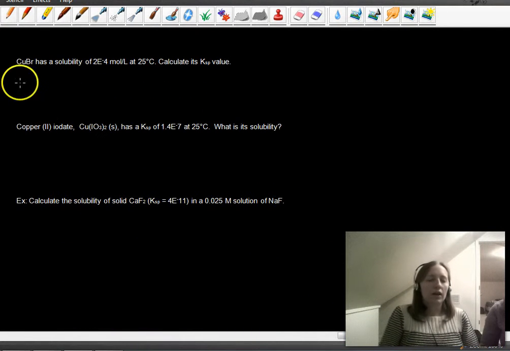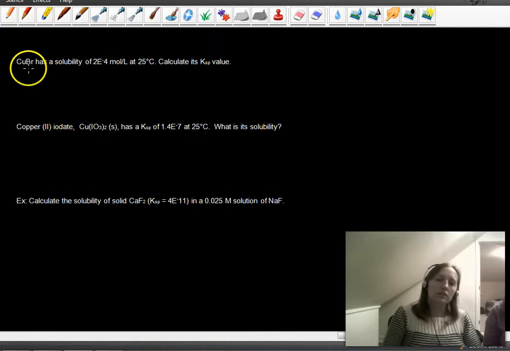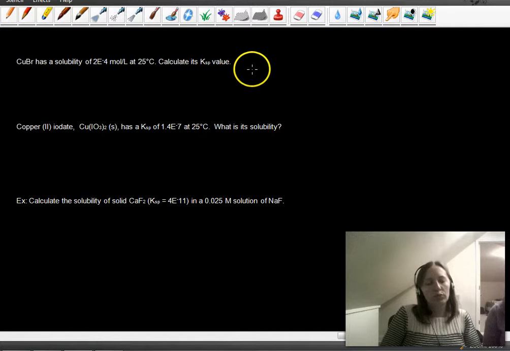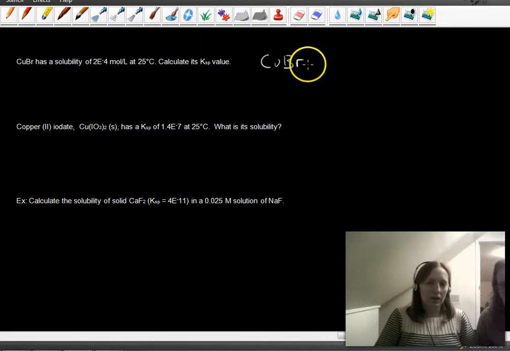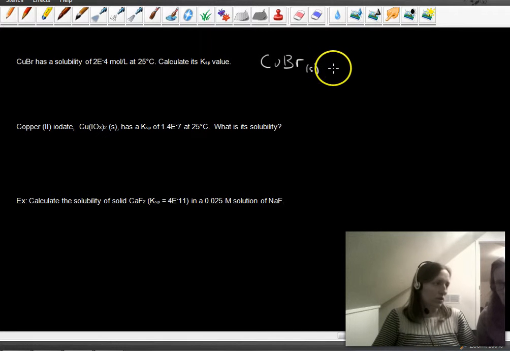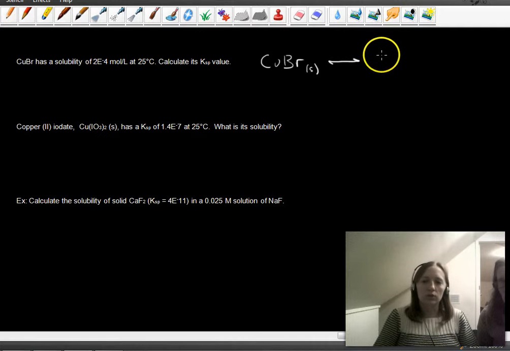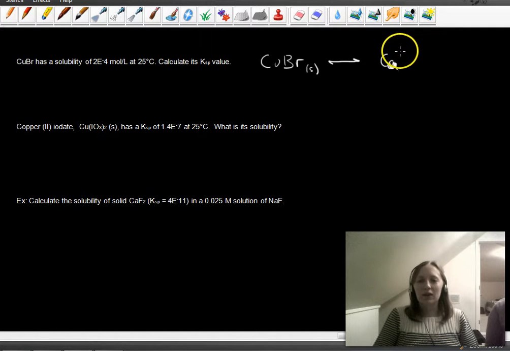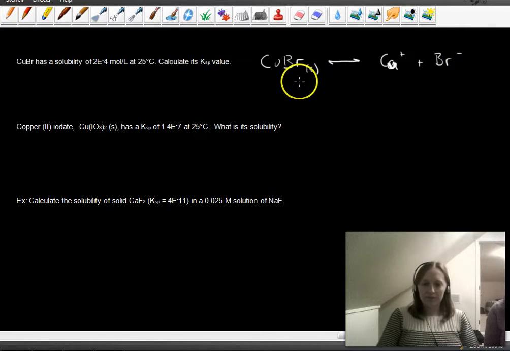All right. Copper bromide. This is cuprous, I believe. And it's going to dissolve, and it's a solid before it dissolves. And after it dissolves, it's actually an equilibrium situation, giving copper plus and bromide minus.